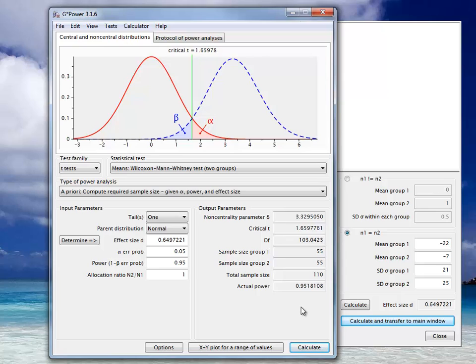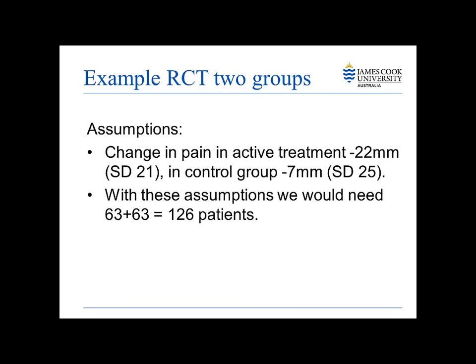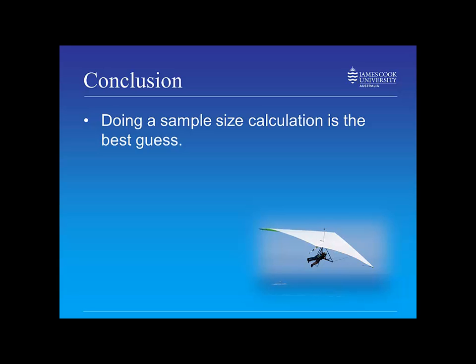This was an example of how you do a sample size calculation prior to a randomized controlled trial, which means that in this example, with these assumptions, if we use t-test, we would need 126 patients. If we used Mann-Whitney's test, we would actually need somewhat fewer patients. I recommend that you try to do a sample size calculation and that you look for the assumptions you need to put in the calculation in previous publications. So you try to do your best guess.